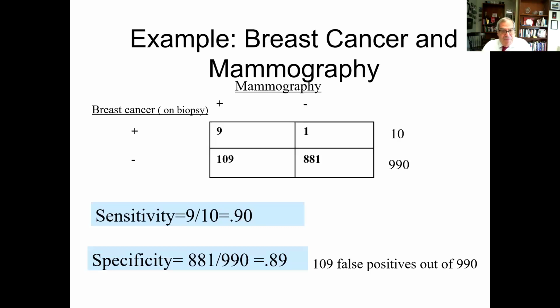Remembering with mammography, I want to limit the number of false negatives. I'm willing to take a few false positives to offset. I want to have very few false negatives.